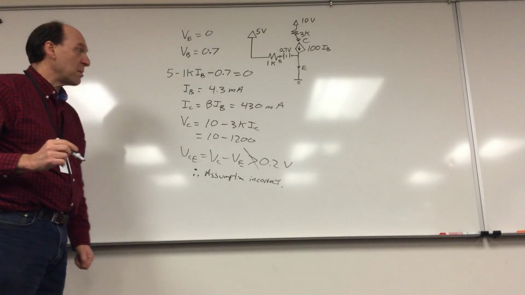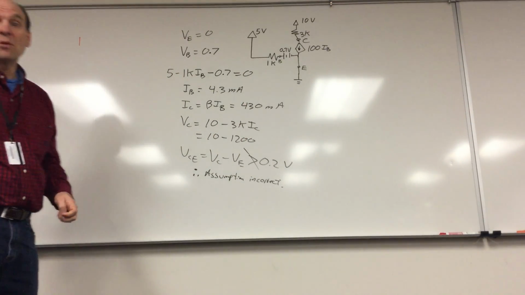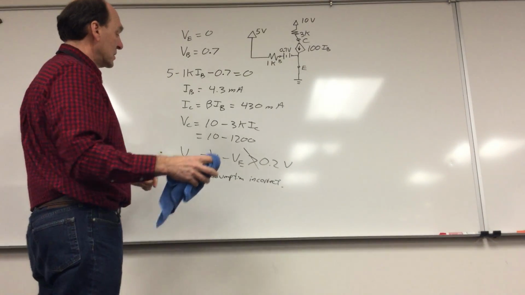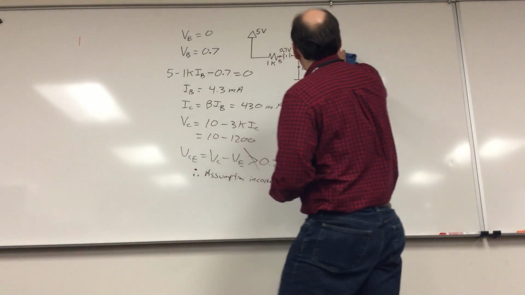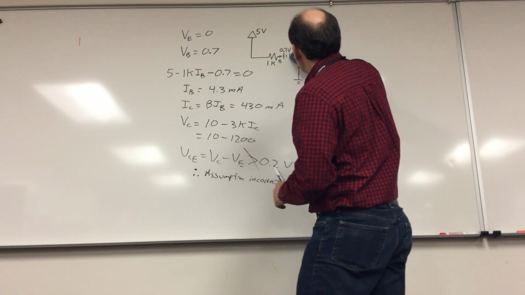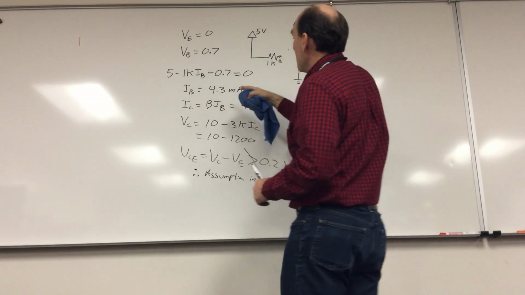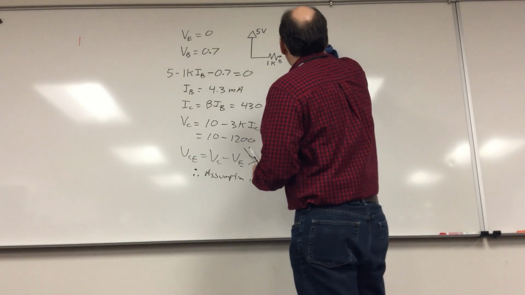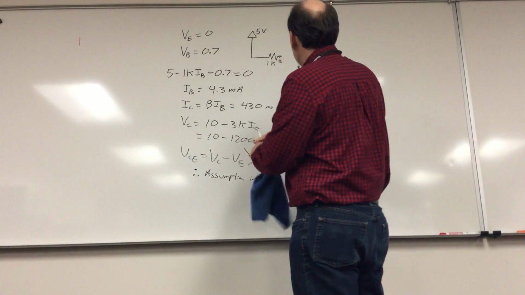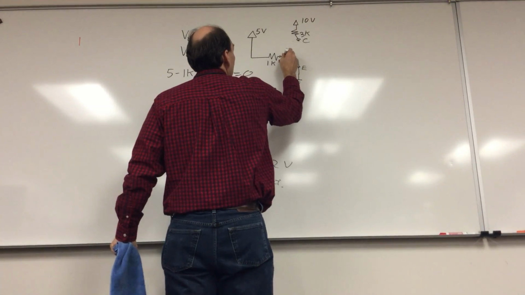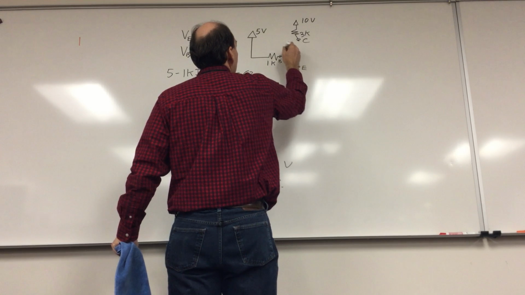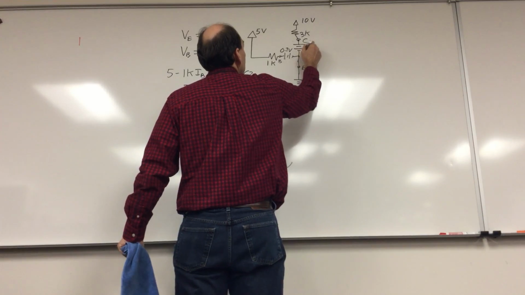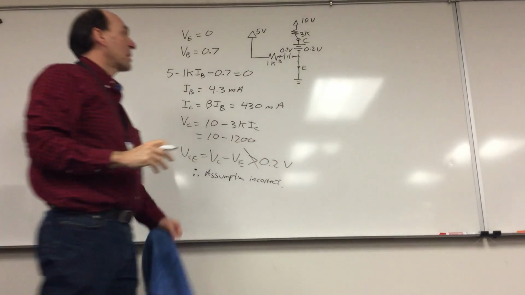So we have to rework the problem. Most of this is wrong, some of it's right. What we have to do now is assume that we are in the saturation region. Now notice that IB was positive. We did get current going into the base, so we're not cut off. We're in saturation. So now we put in our saturation model, which again is a 0.7 volt drop here, and a 0.2 volt drop from collector to emitter.